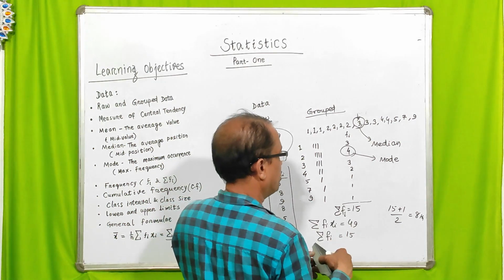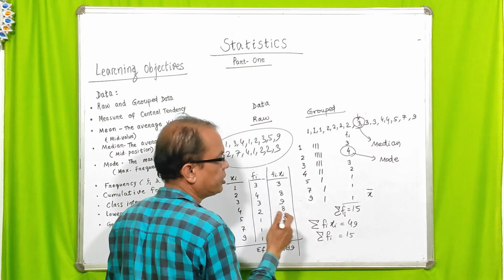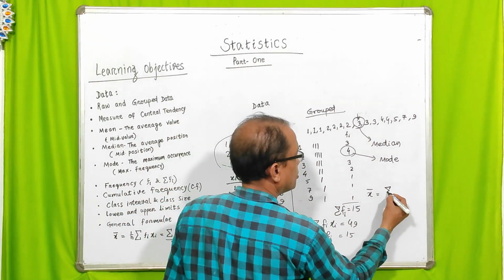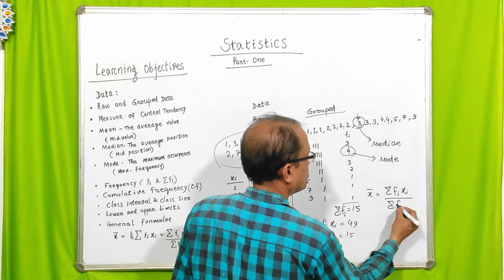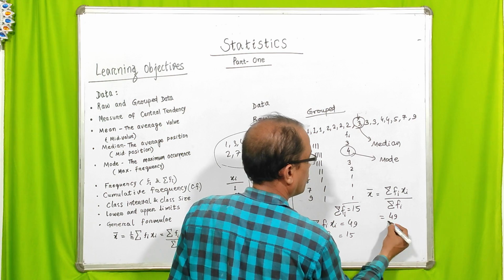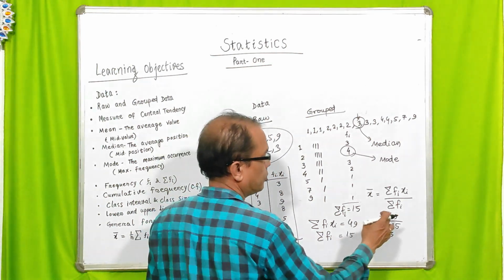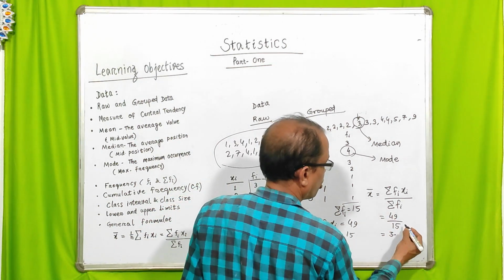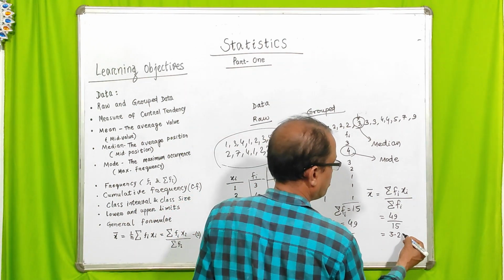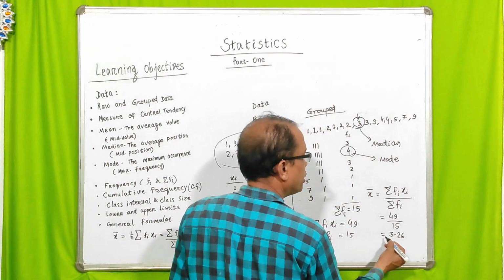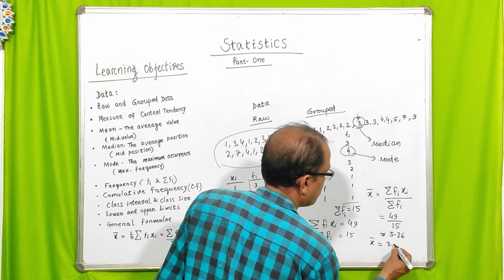So what is the mean? We can use a formula. Mean of 15 things, x bar, is sigma fi xi divided by sigma fi. So this is 49 upon 15. You can divide: 15 into 3 is 45, remaining is 4 upon 15, 40. So 15 into 2, and remaining is 10, 100. So 15 into 6, so nearly 3.26. So x bar or mean value is nearly 3.26.